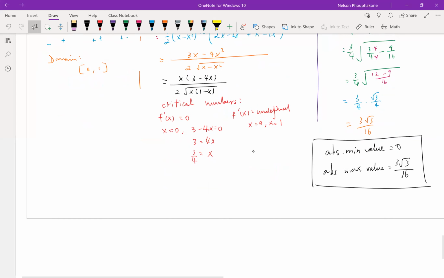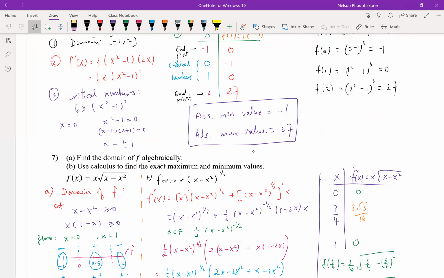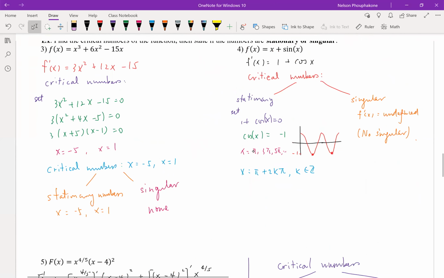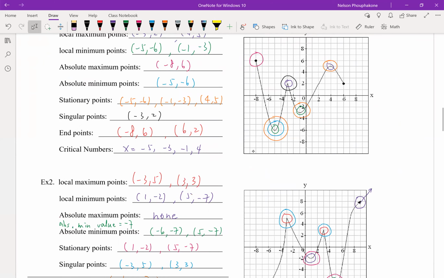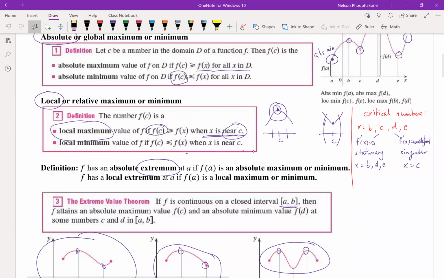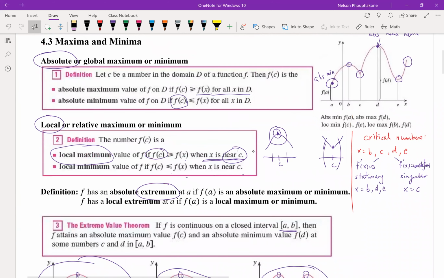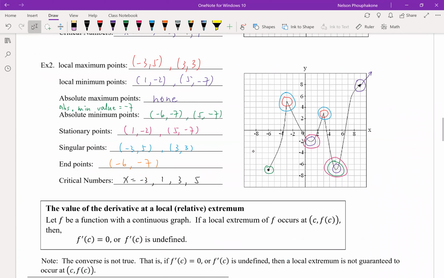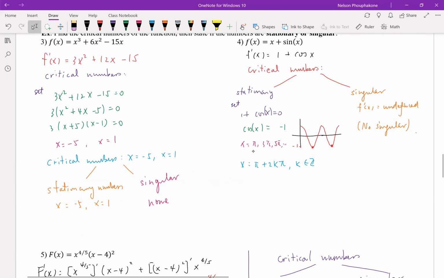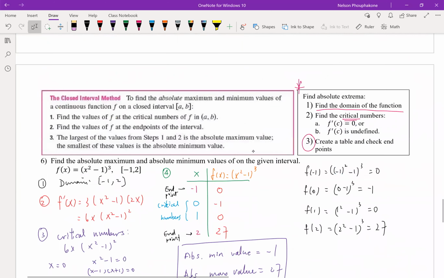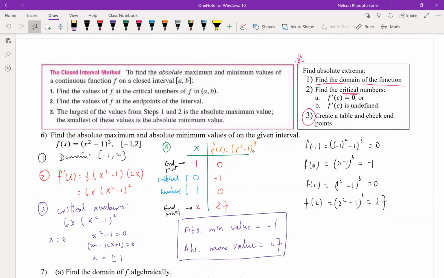Again, in this section I introduced how to find the absolute max and min, and to locate the local maximum and minimum. I also talked about the critical numbers. And of course, the last thing is how we actually find the absolute max and min from a closed interval. Okay, thank you.